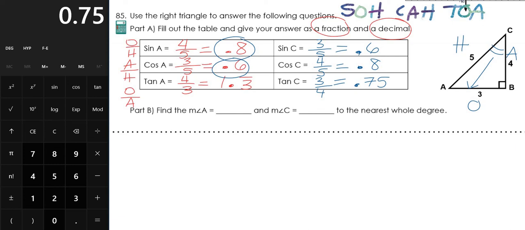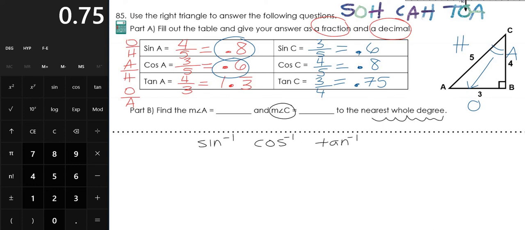Part B says find the measure of angle A and the measure of angle C to the nearest whole degree. Whole degree, so no decimals. Okay, I'm going to go ahead and solve for the measure of angle C first, since I've already labeled opposite, adjacent, and hypotenuse. Now, to find the angle measures from the sides, you're using inverse trig ratios. So things that look like sine to the -1, cosine to the -1, or tan to the -1.